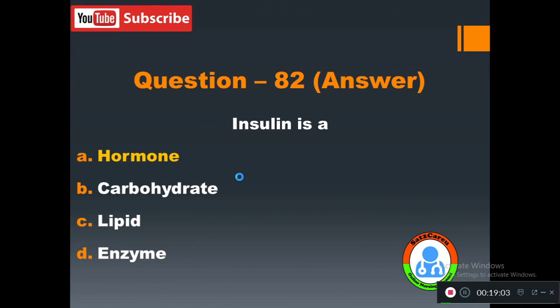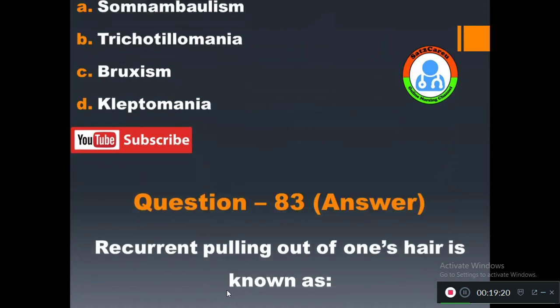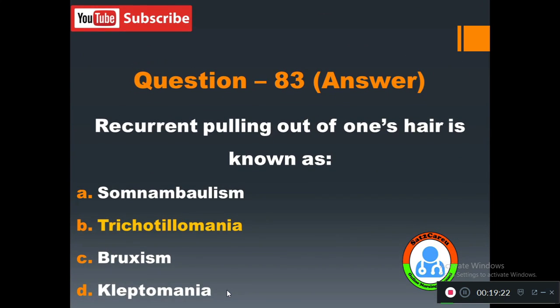Question number 83. Recurrent pulling out of one's hair is known as option A, somnambulism, B, trichotillomania, C, bruxism, and D is kleptomania. Recurrent pulling of one's own hair is known as trichotillomania. Option B is the right answer.